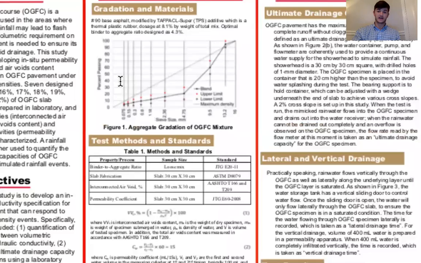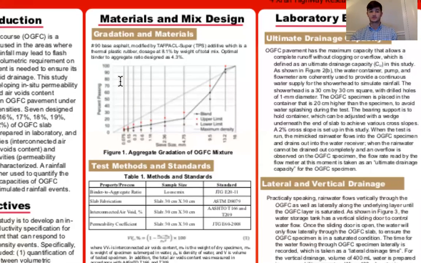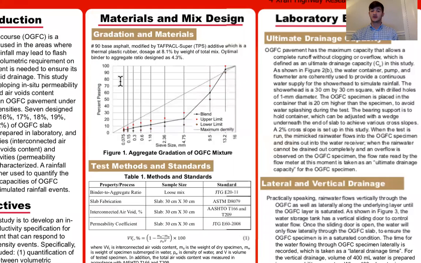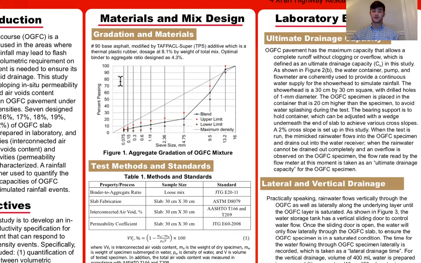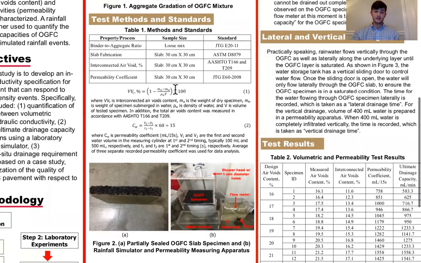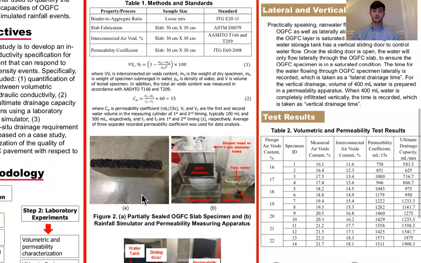Figure 1 shows the aggregate gradation of the OGFC mixture. It is also important to note that a number 90 base asphalt modified by TPS additives, which is a thermoplastic rubber, was dosed at 8.1% by weight of total mix. Optimal binder to aggregate ratio was designed as 4.3%. Equation 1 was used to calculate the interconnected air voids. Equation 2 was used to calculate the permeability coefficient.